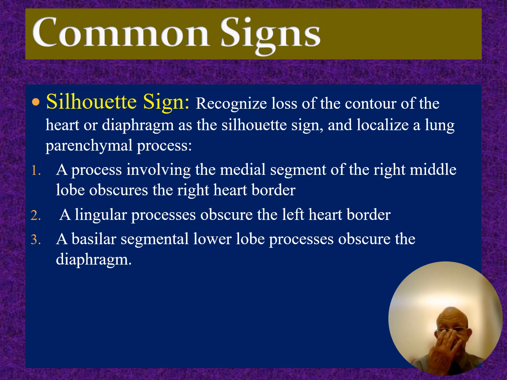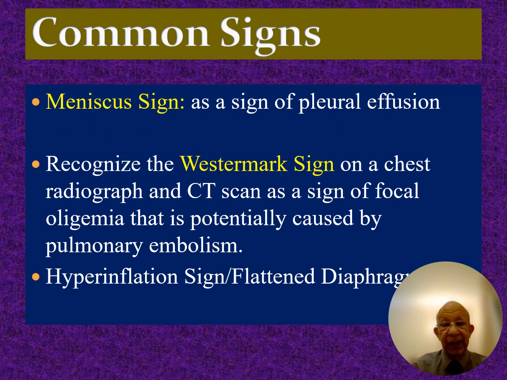Okay, right? So if you have any pathology in the medial segment of the right middle lobe, the right heart border is obscured. If you have a lingular pathology, the left heart border is obscured, right? And obviously if you have any pathology in the lower lobes, it can obscure the silhouette sign of the hemidiaphragm, as can pleural effusions, with loss of the silhouette sign on the hemidiaphragm. Okay, the Westermark sign is a sign of pulmonary embolism or oligemia, right? Another sign.